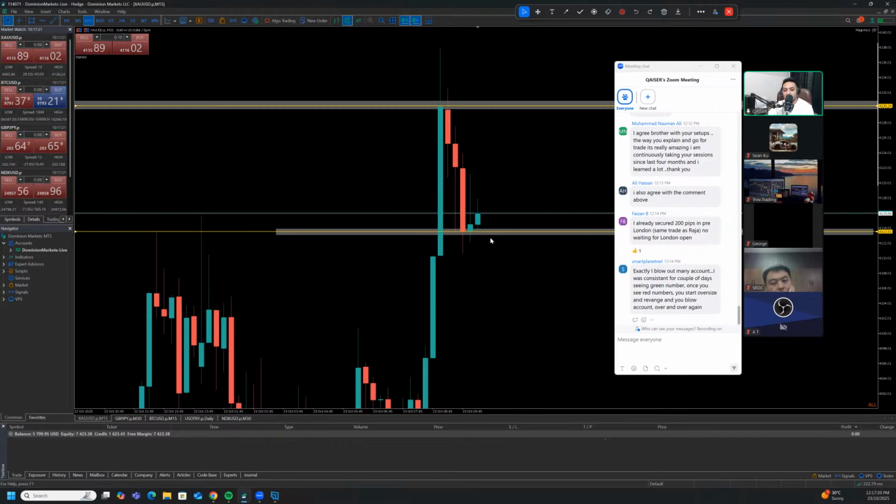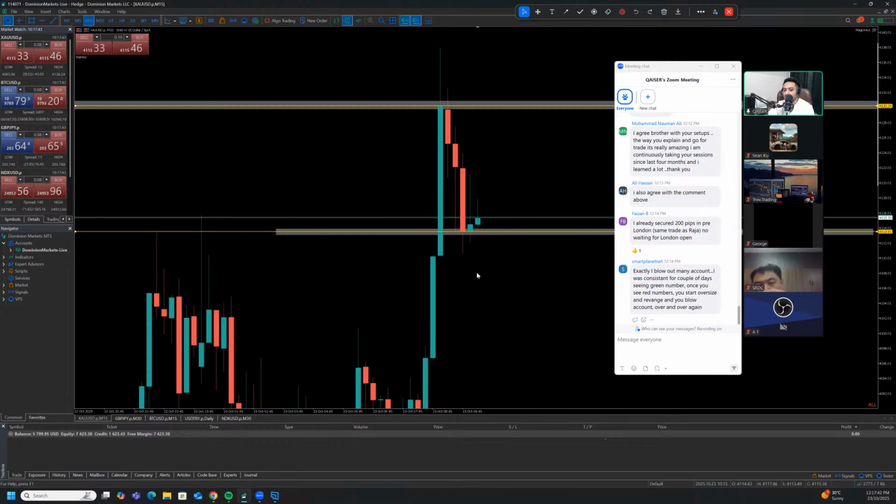Okay, so I was reading the message here. Exactly, I blew many accounts. I was consistent for a couple of days, seeing green numbers. Once you see red numbers, you start to oversize and revenge trade, and you blow accounts over and over again. Just stop it, don't make the same mistake. If you keep making the same mistake again and again, you are going to get the same results.